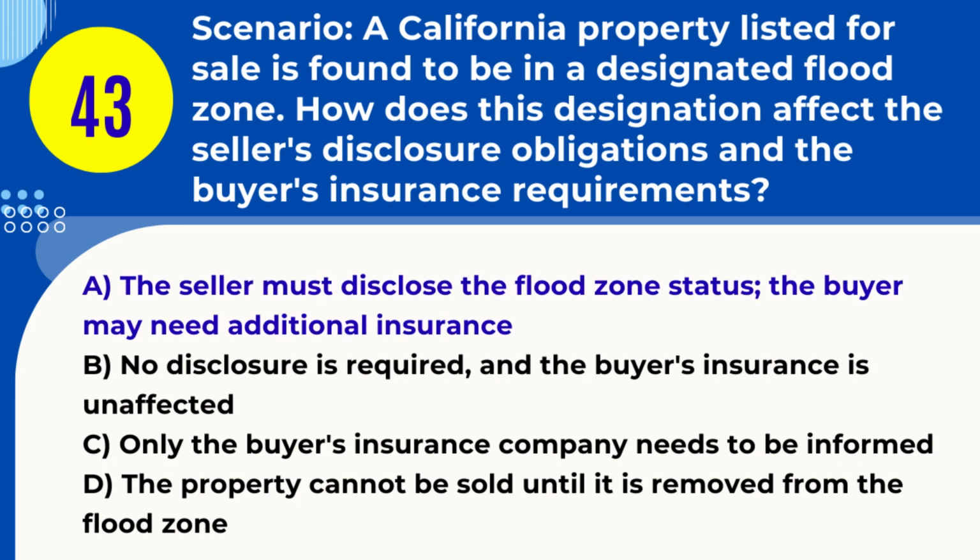Answer. A. The seller must disclose the flood zone status. The buyer may need additional insurance. Explanation. In California, if a property is in a designated flood zone, the seller is legally obligated to disclose this information to potential buyers. The buyer, in turn, may need to obtain additional flood insurance, impacting their decision and insurance costs.